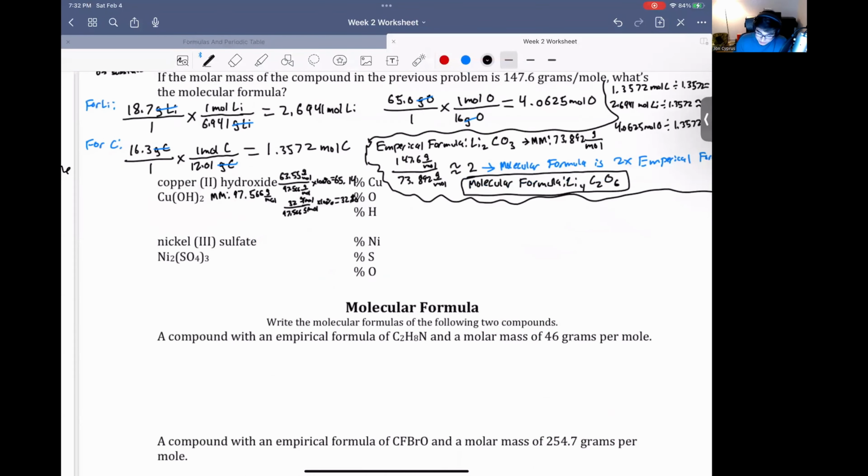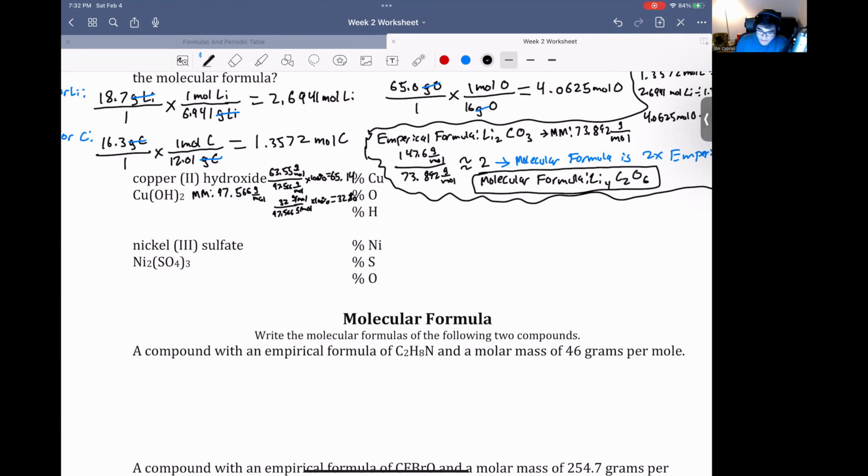Next is going to be percent hydrogen, and you have 2 of those. So it's 1.008 times 2. So 2.016 grams per mole over 97.566. I'm actually going to move it over here. I don't want to go into the next question. Times 100%. And you should end up getting 2.07% hydrogen.